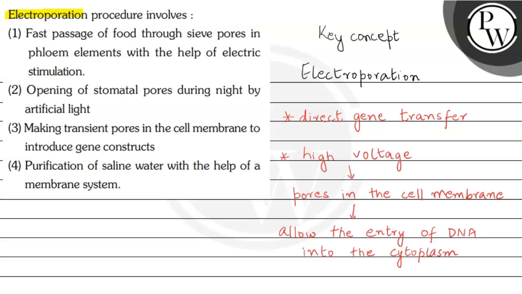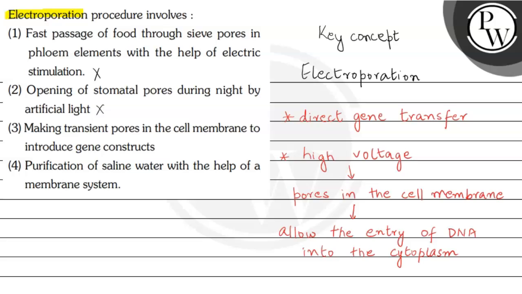of food through sieve pores in phloem elements with the help of electric stimulation. So this is not the correct statement about electroporation, because in electroporation, food is not passed, but instead gene transfer is done. The second option says opening of stomatal pores during night by artificial light. So again, this is not correct because a stomata is nowhere related with the electroporation method and its opening or closing with the help of artificial light.